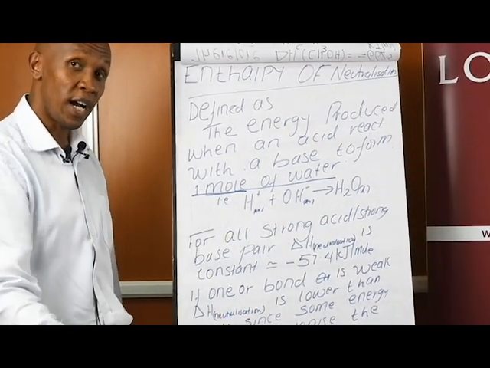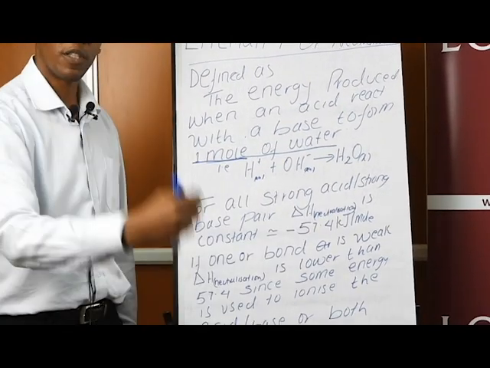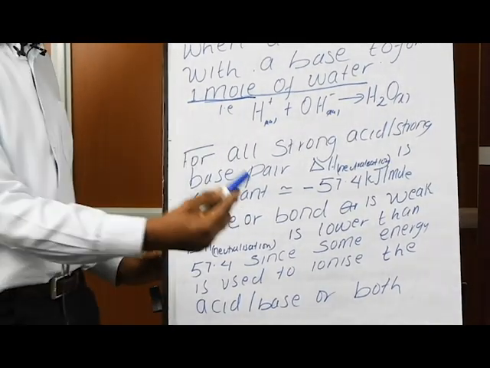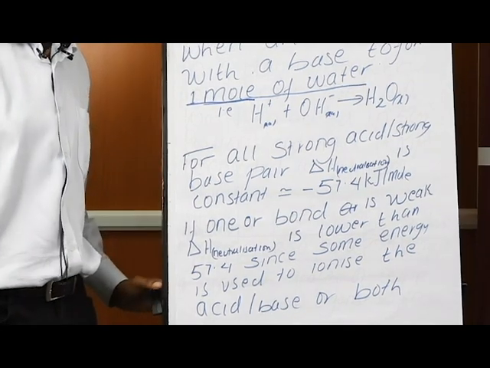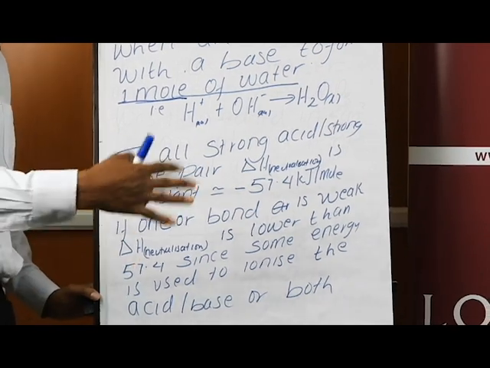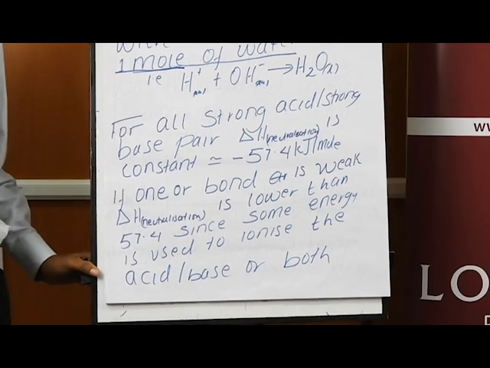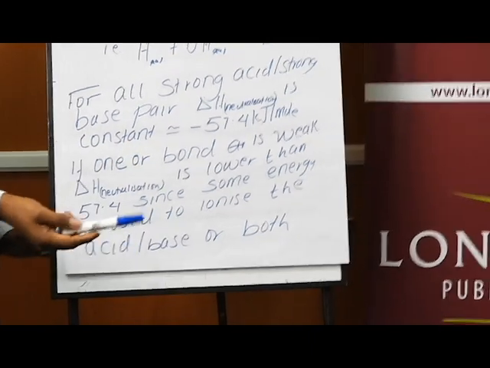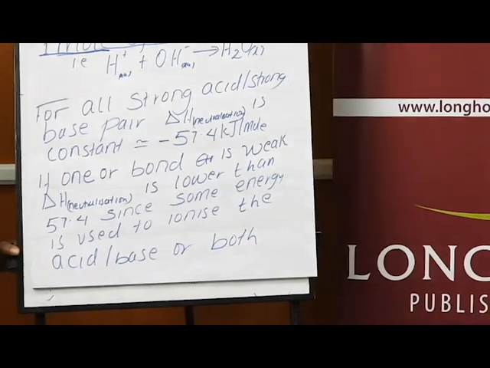So for all strong acid, strong base pairs, the enthalpy of neutralization is 57.4. The reaction involved is constant for all of them. However, if any of them is weak, like methanoic acid, carbonic acid, or mostly the organic acids, the enthalpy of neutralization is going to be lower. When one or both are weak, it is lower than 57.4.